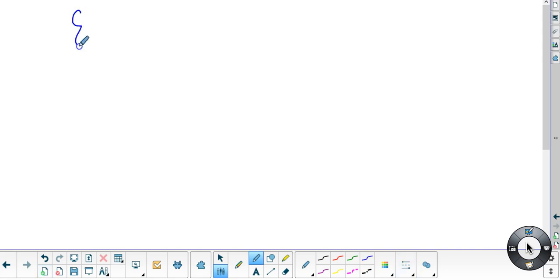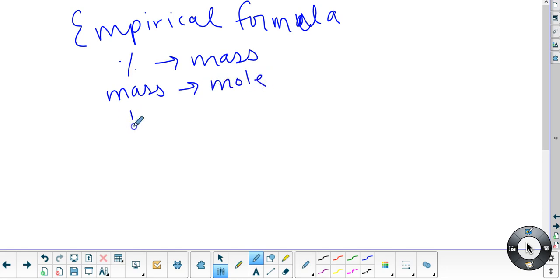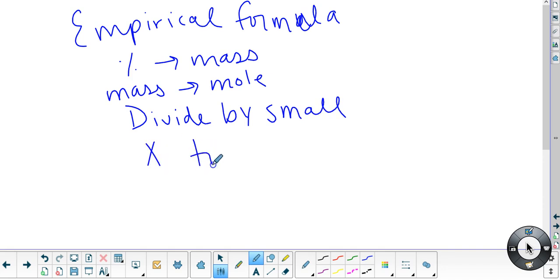Okay. So, empirical formula. You guys should already have this formula. The poem: percent to mass, mass to mole, divide by small, and then multiply till whole. Okay. Do you guys want me to do the problem on here? Okay, sure, I'll do it.